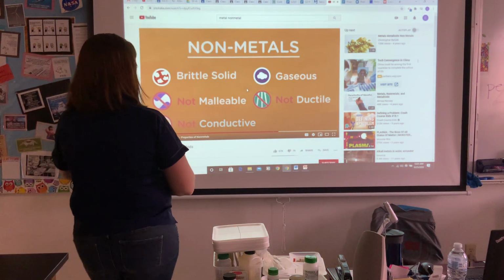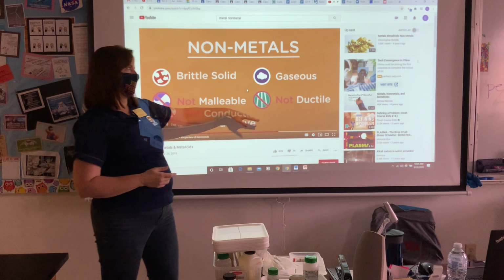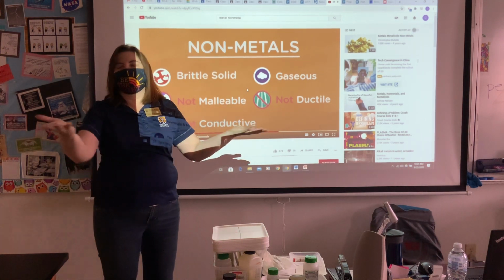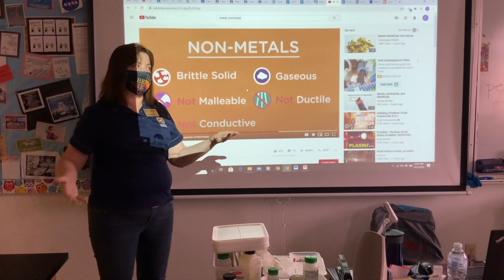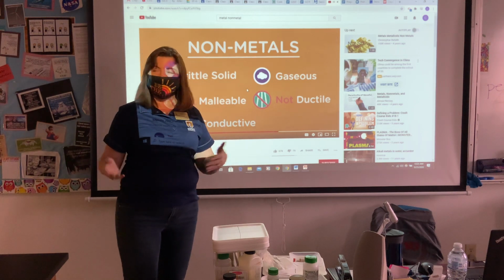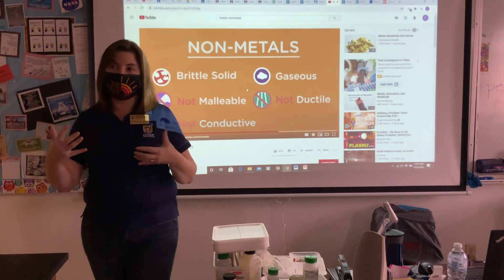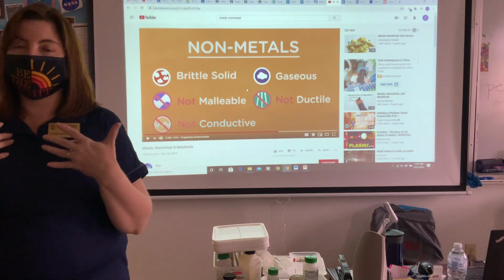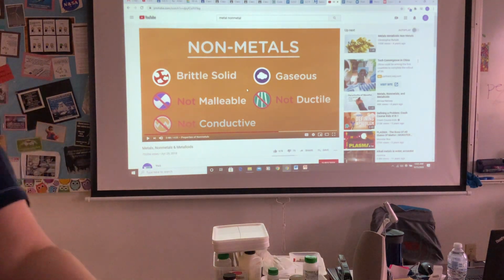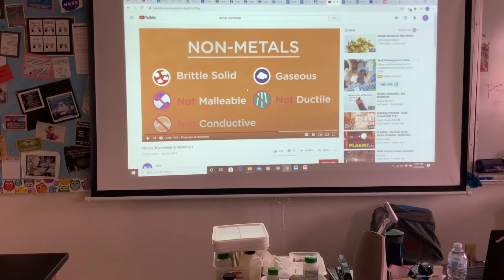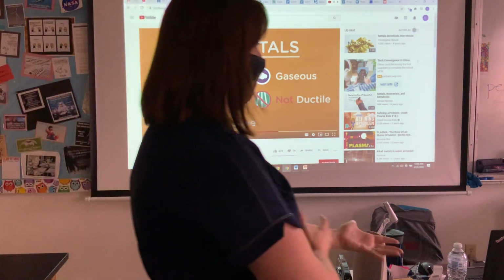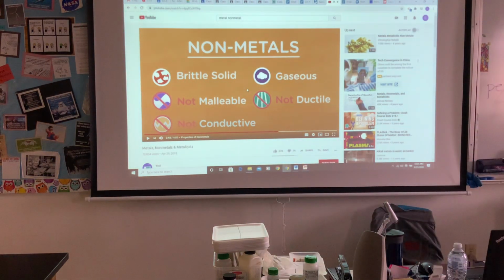So, not malleable, not conductive, not ductile. They're just, they're there. But you know what? They're really important. Those nonmetals are really important because they allow us to breathe. Those nonmetals are the majority of what make up our bodies. All that carbon, oxygen, hydrogen. That's building blocks of life. So there's not many, and they're not conducting things, but they're what make you you.